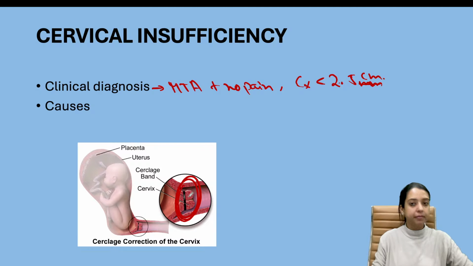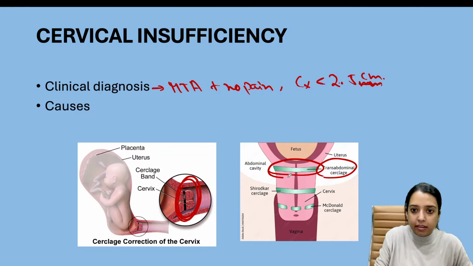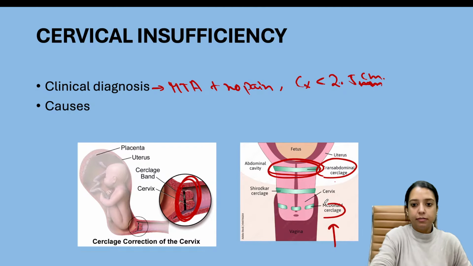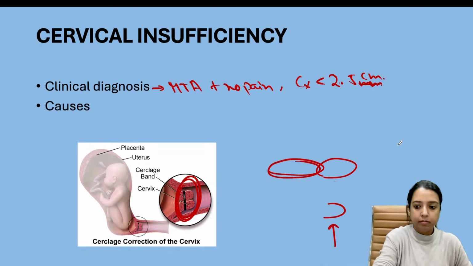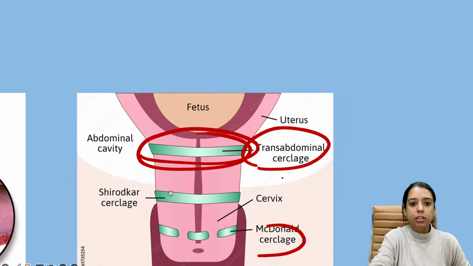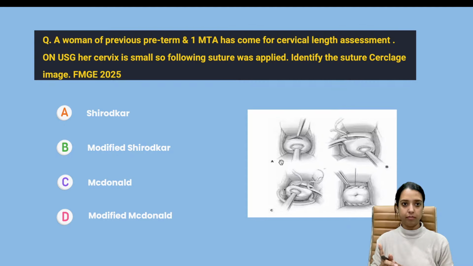That is the treatment. Now there are three types of cervical cerclage. One is given at the highest level, very high at the cervix, transabdominal. It is given abdominally. The more commonly done one is the vaginal procedure. The lower one is McDonald cerclage. McDonald is given at a lower level, Shirodkar is given at a higher level, and at the highest level is transabdominal. These are the three kinds of cerclage that are given for cervical insufficiency, which is a clinical diagnosis.